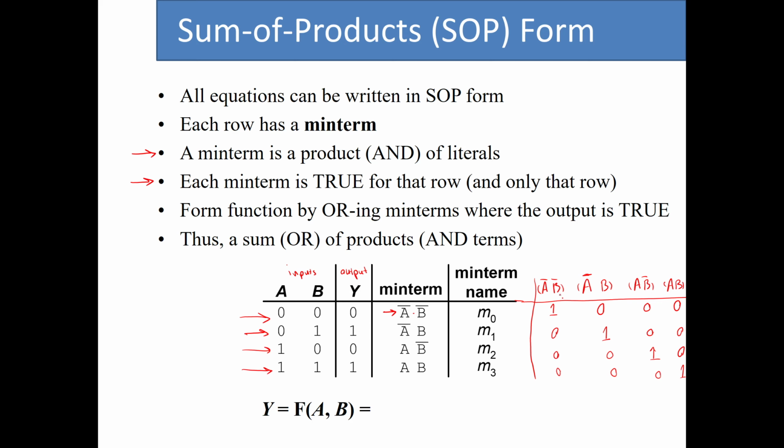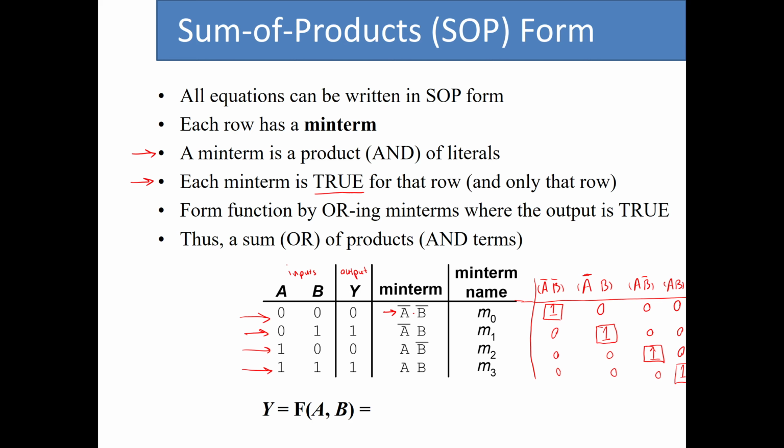As you can see, each one of these minterms is only true for one row, right? So this one is only true for the first row, this one is only true for the second row, for the third row, and finally for the fourth row. So that's why I say each one of these minterms is unique for a specific row. So again, each minterm is true for one row and one row only.